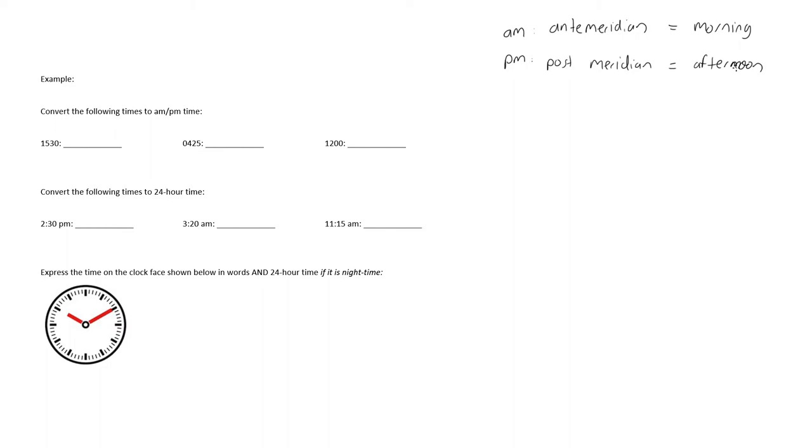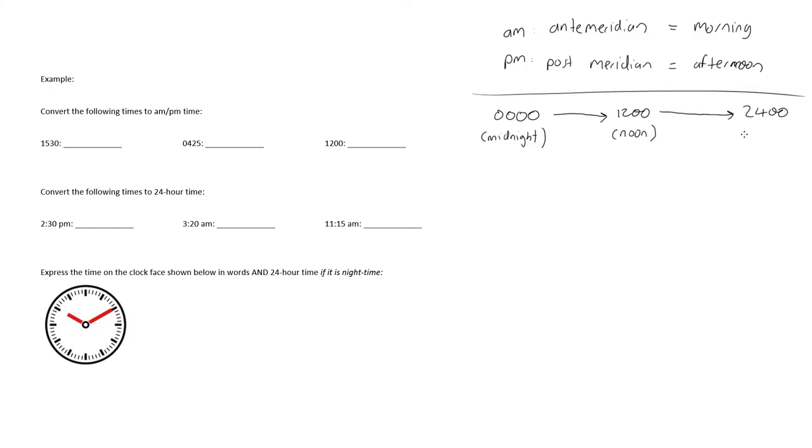Now, in our first example here, it says convert the following times to AM PM time. These times here are in 24-hour time. 24-hour time is a way that we can write time using 4 digits, and it starts at 0000, which is midnight. It moves all the way up to 1200, which is noon or midday, and then it moves all the way to 2400, which is midnight again, the next day. In between there we have all of the numbers in between.